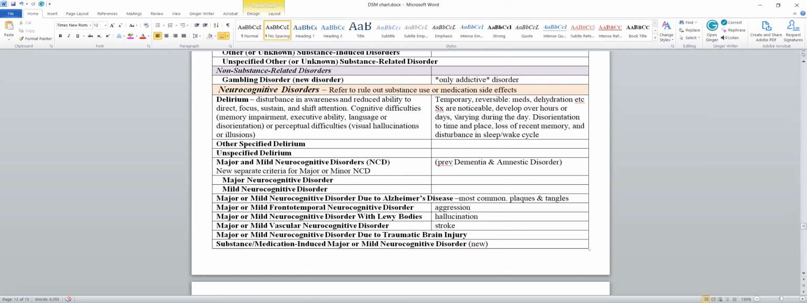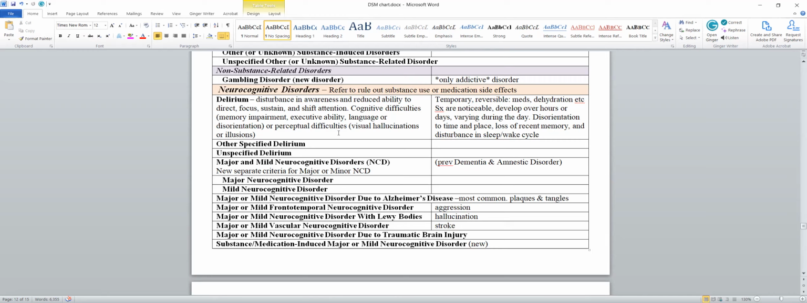Delirium is temporary and reversible, and can be caused by medications, dehydration, etc. Symptoms are noticeable, develop over hours or days, and vary during the day. They are disoriented to time and place, have loss of recent memory, and have disturbances in the sleep-wake cycle.